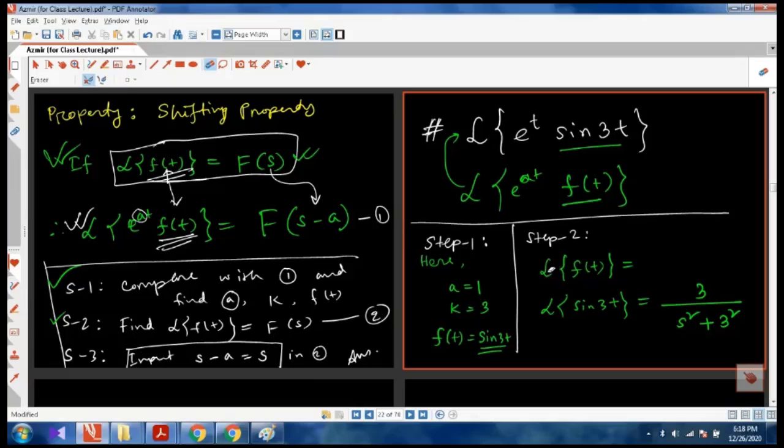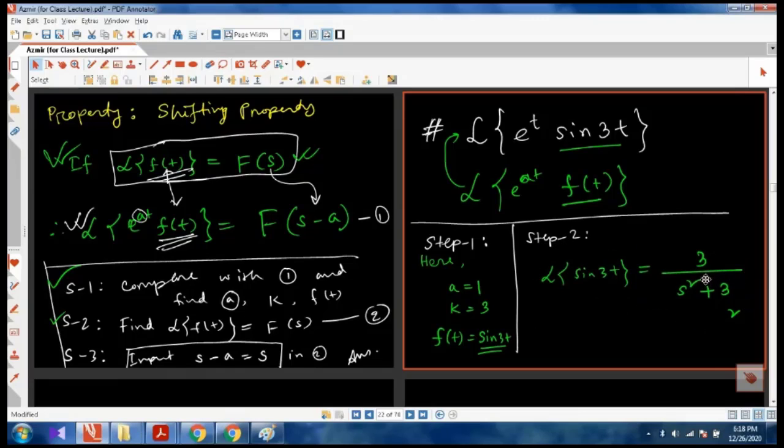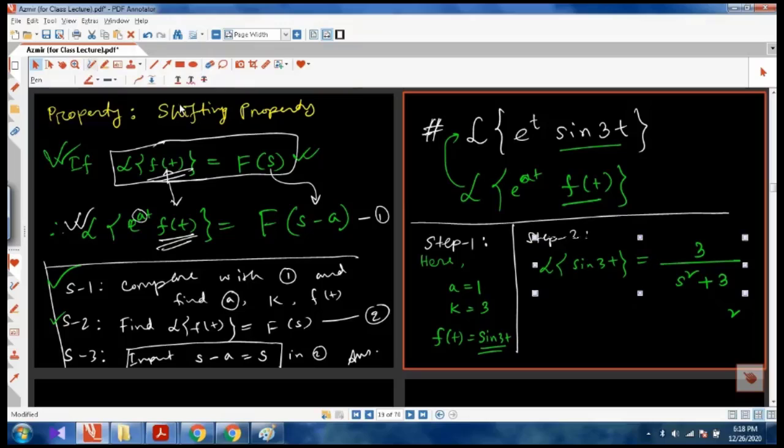So try to listen carefully and understand. This shifting property is very important for the final exam. 3 squared.